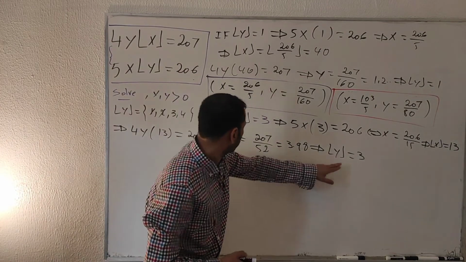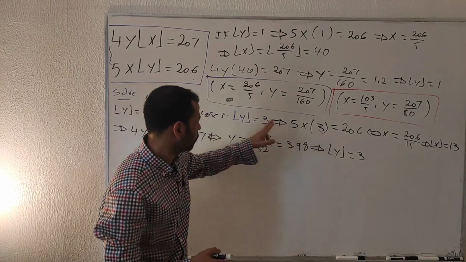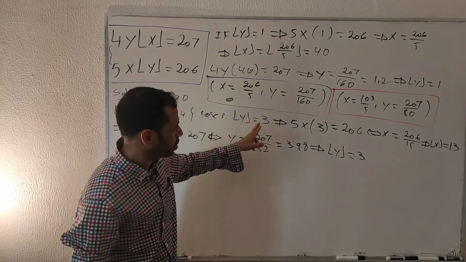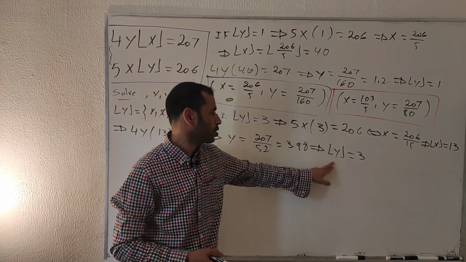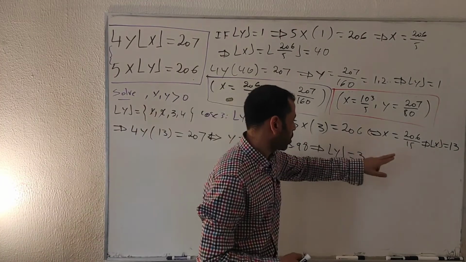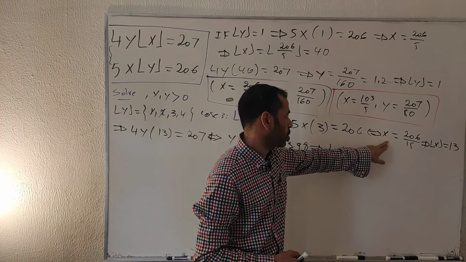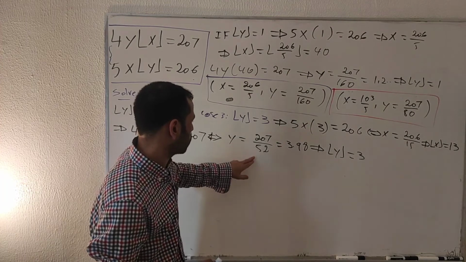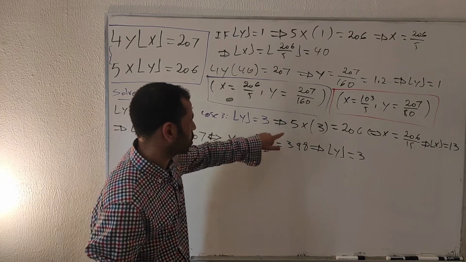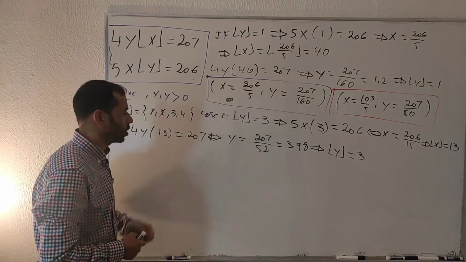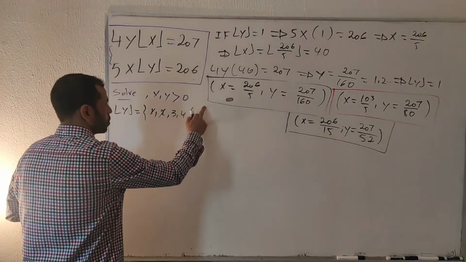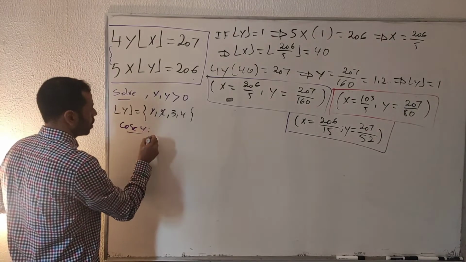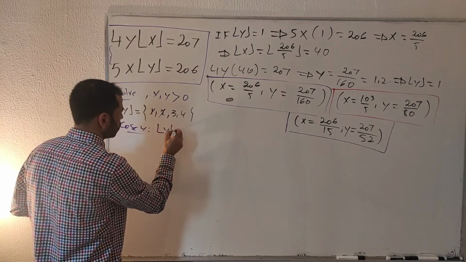So we have the solution for this one. This y, we found the same value that I found before. I start with this one, it takes me back to this one, to the same value. Now we have the third pair of the solution, which is x equals 206 over 15 and y equals 207 over 52. I'm going to take this solution up here and move on to the last one. So for case number 4, I get the floor of y equals 4.